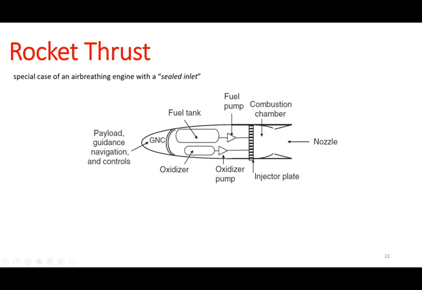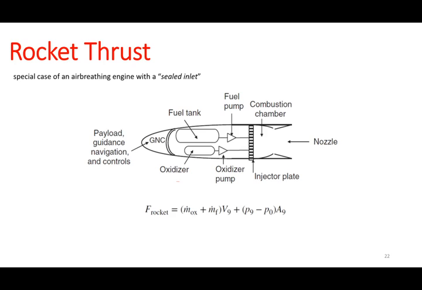You have your payload, your guidance, navigation, and controls in the front. You have the oxidizer, fuel tank, and all of the fuel system, if you will. And then you have your rocket engine, which you supply the fluid. You have the combustion chamber happening. There is no inlet. There is nothing. And that combustion chamber, the combustion is going to produce the thrust for you in the rocket. So essentially, if you look at this, the only difference this has from a macro perspective, from a thrust generation perspective, with the air-breathing engine is that it doesn't really have the inlets.